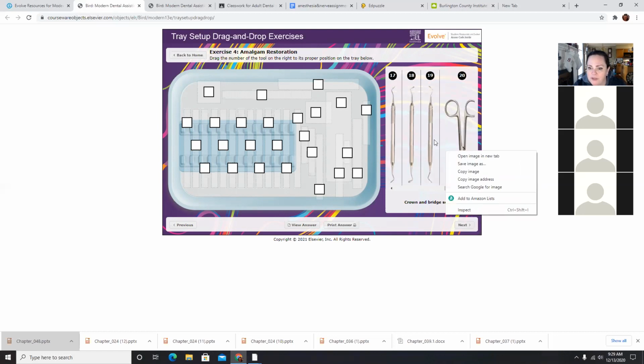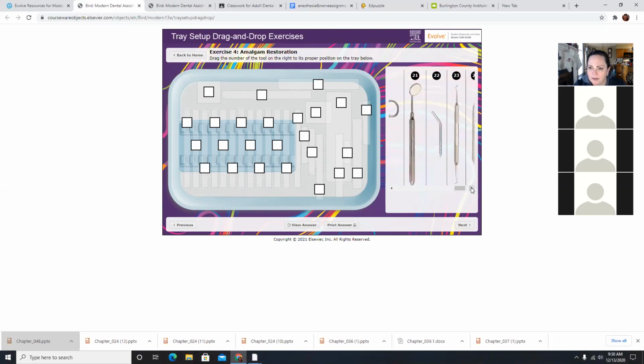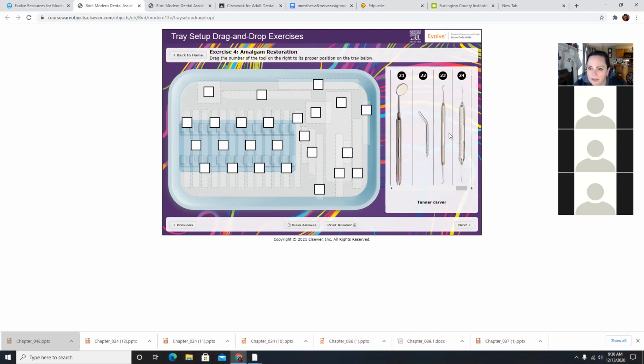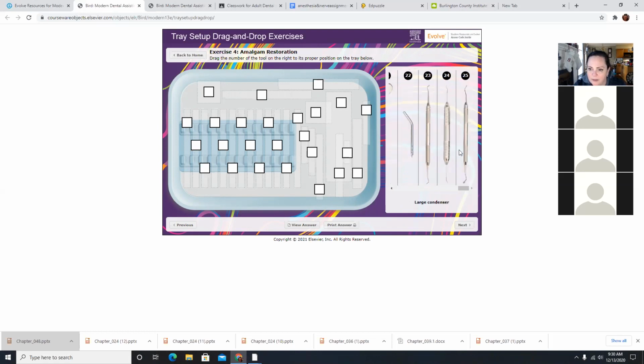which carves the... Here's a Tanner carver. That might be what they're using instead of a discoid cleoid. Either a Tanner carver or a discoid cleoid is going to carve the occlusal surface of the tooth.